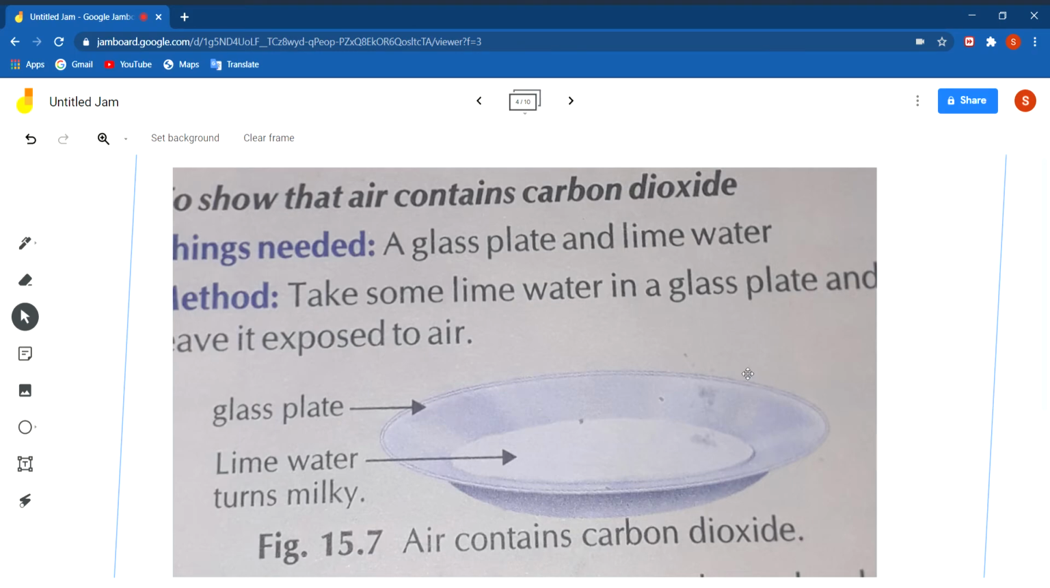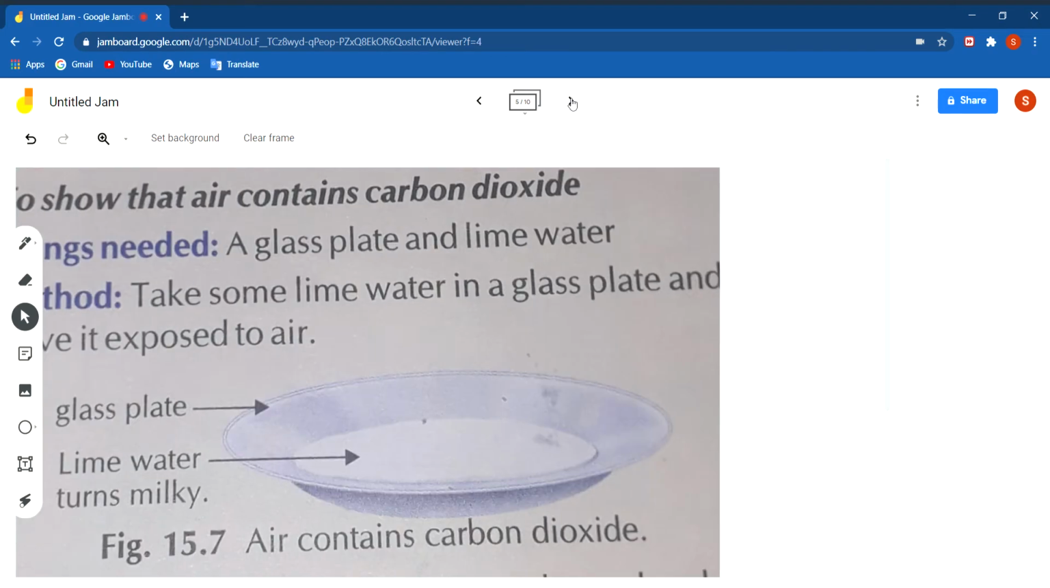It is the property of lime water that when it is exposed to carbon dioxide, it turns milky. So you take some lime water in a plate and expose it to air. Since air contains carbon dioxide, this lime water will come in contact with the carbon dioxide of the air, and this lime water will turn milky. Like you can see in this plate, the lime water has become white. When lime water turns milky, it shows the presence of carbon dioxide in the air.